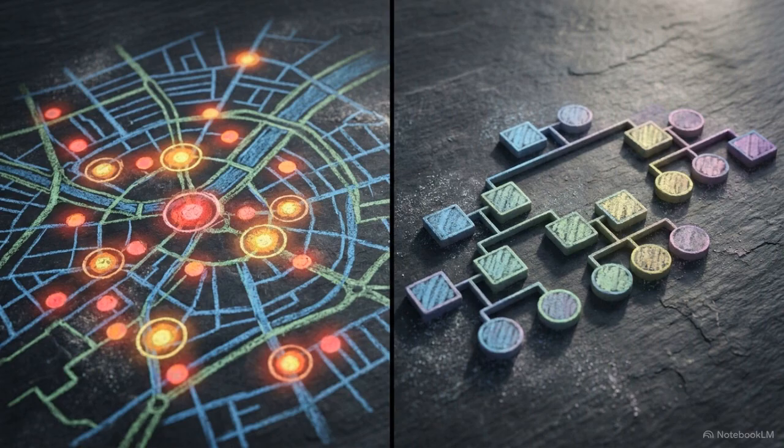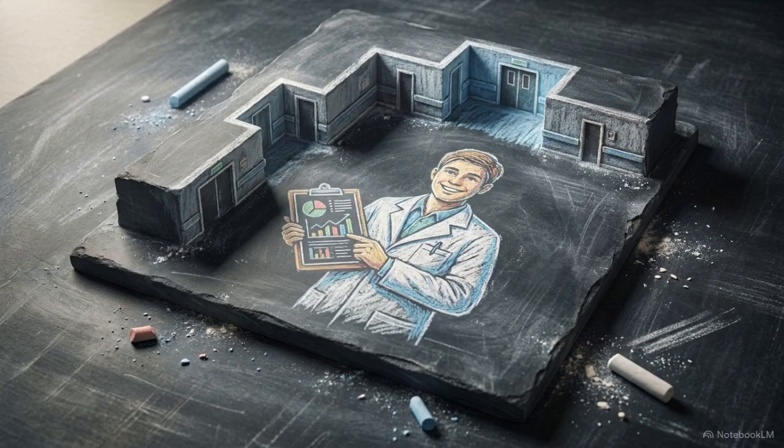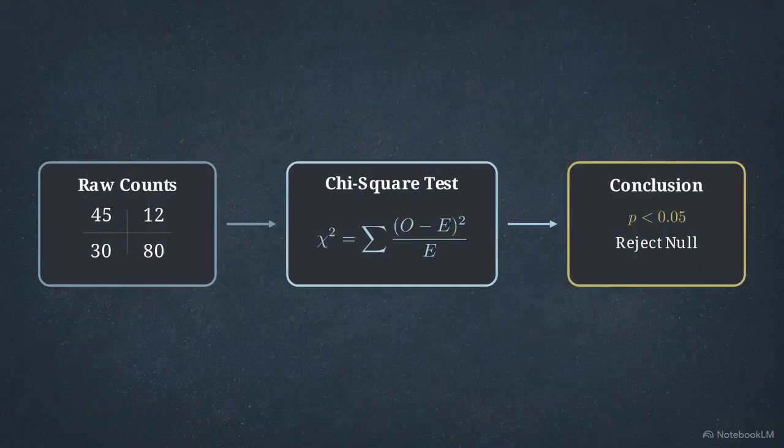Pause the video now, screenshot this final comparison matrix, and relentlessly test yourself against the active recall questions in your study material. Put in the repetitions, trust the data, and you will be fully prepared for your examination. The chi-square matrix provides the mathematical bridge that turns raw categorical counts into clear, statistically validated conclusions.